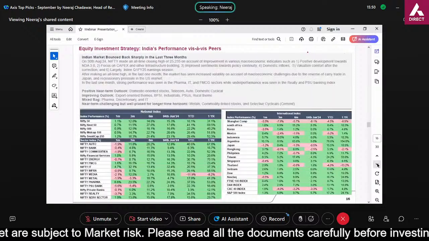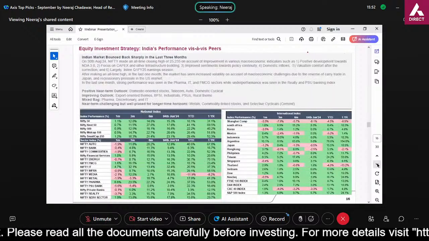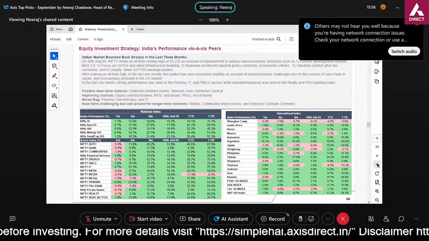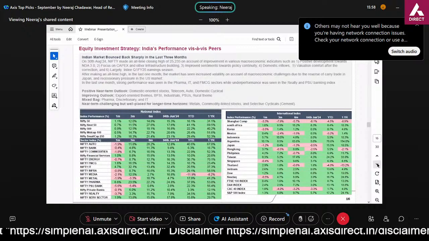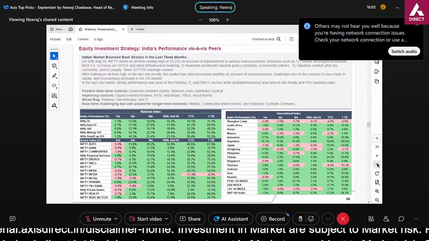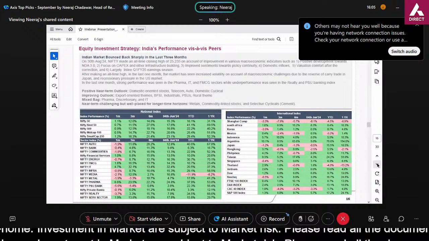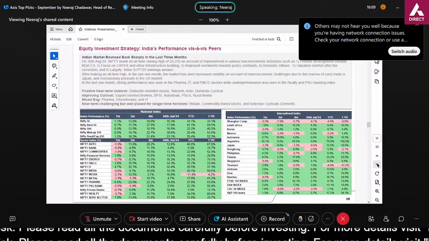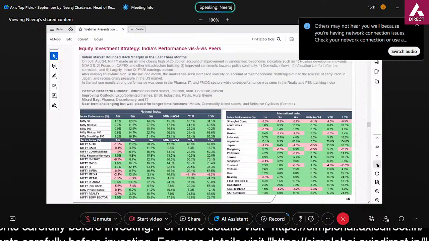In terms of national index versus international index, on a 3 month scale everything is green except media, metal, and the PSU banking index. We believe that going forward, India has the potential to grow from the current level also, and all eyes will be on the sector and style rotation.